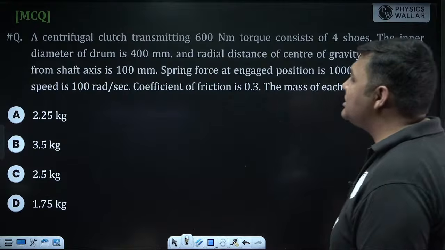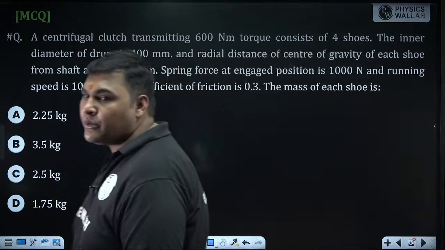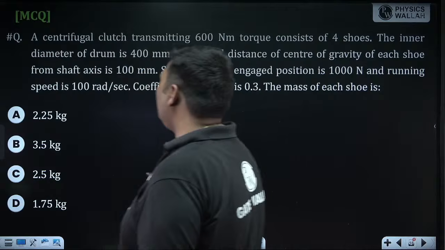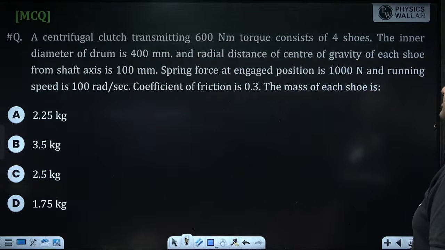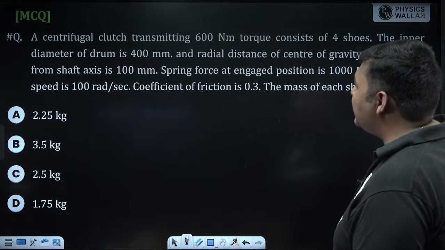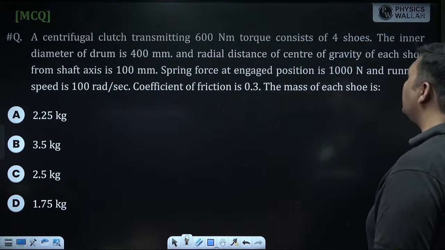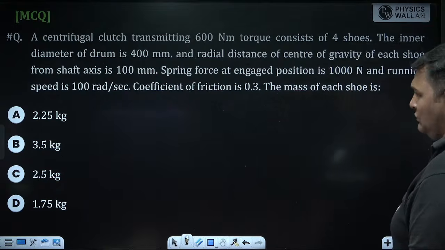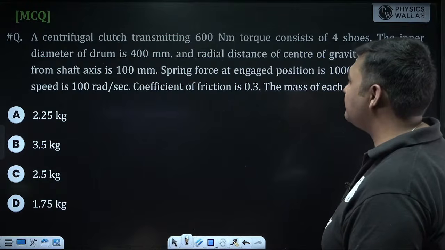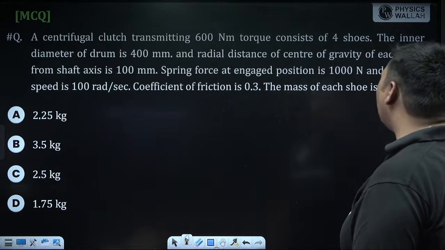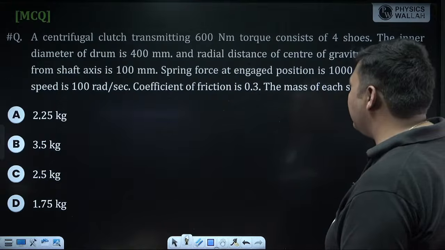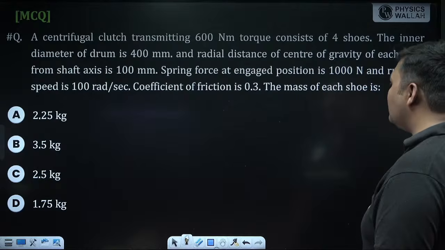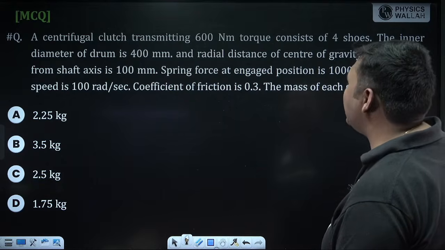Now this question is a multiple choice question. It is a question on centrifugal clutch. What this question is saying: a centrifugal clutch is transmitting 600 Newton meter torque, consists of 4 shoes. The inner diameter of the drum is 400 mm. The radial distance of center of gravity of each shoe from axis of shaft is 100 mm. Spring force at engaged position is 1000 Newton and running speed is 100 radian per second. The coefficient of friction is 0.3. Then the examiner is asking the mass of shoe.